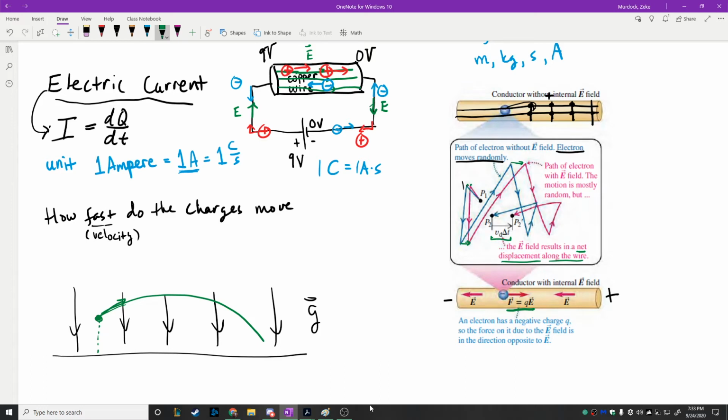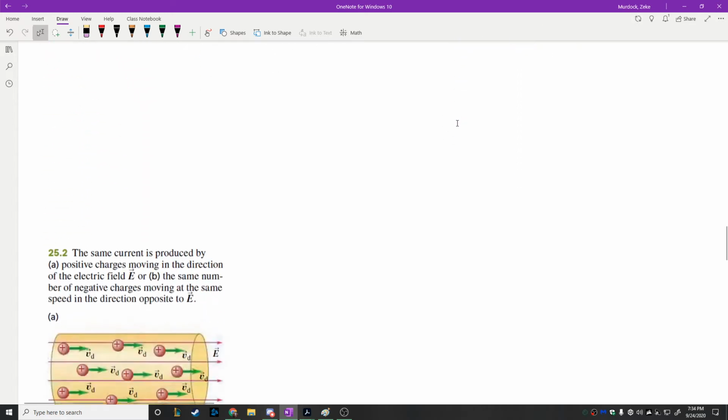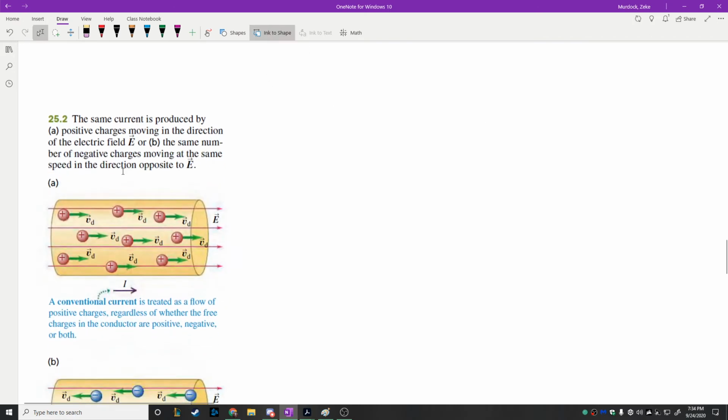So the goal here is to figure out how fast they move. All right. And when we describe the velocity of something inside of one of these conductors, we use the phrase drift velocity. And that's what we want to calculate, the drift velocity of these particles. This next picture is just for that.